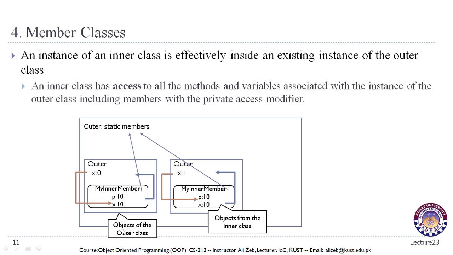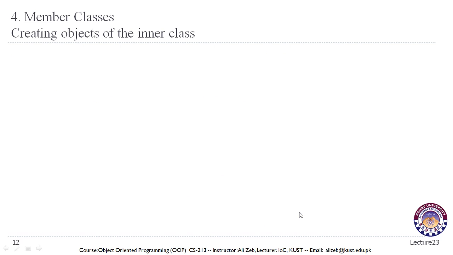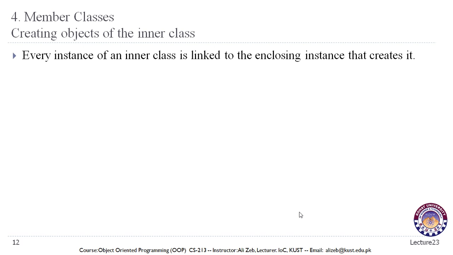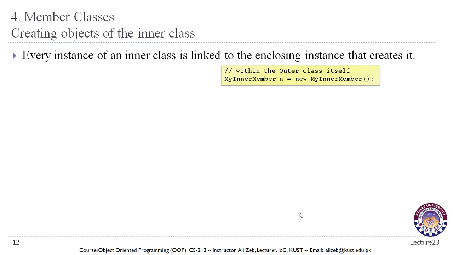So these are objects of the outer class, and these will have the same value for the objects of the inner class. Creating objects of the inner class: every instance of an inner class is linked to the enclosing instance that creates it. For example, these are linked to the objects of the outer class.